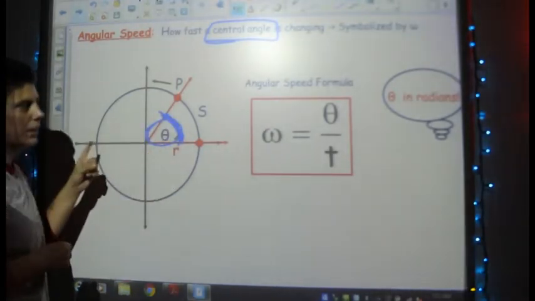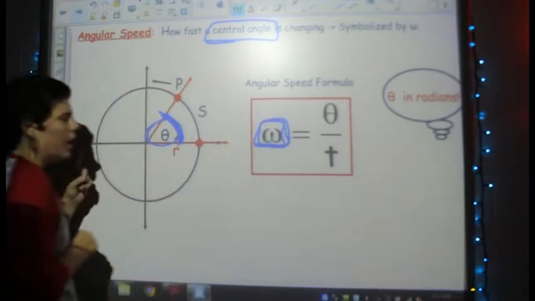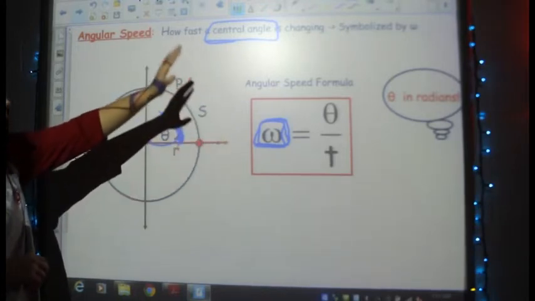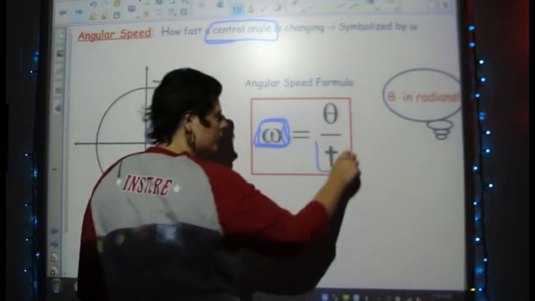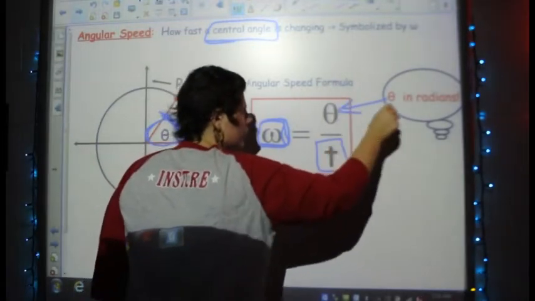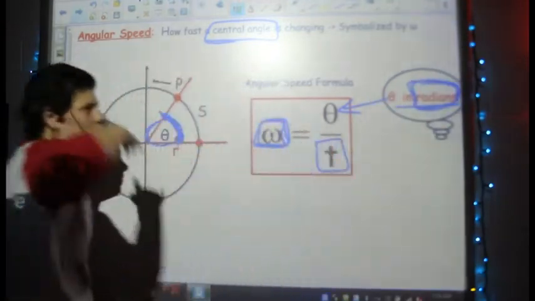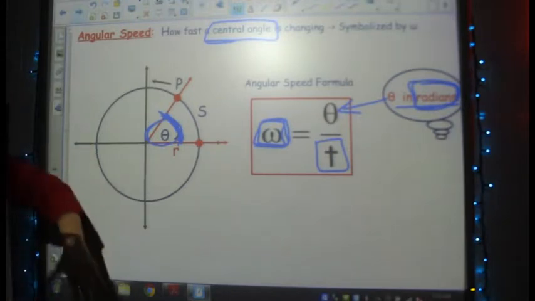Now, angular speed is symbolized by this fun little W. Don't worry too much about it, but it's a Greek omega. But we have W equals theta divided by time. Again, T is still time, but theta, it's important to recognize, is in radians. Theta is in radians. So here we have linear speed, and then we have angular speed.